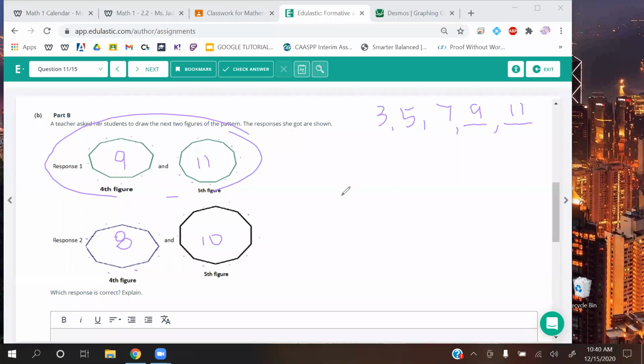I just realized in order to type here, I have to clear my drawings, otherwise everything's going to shift. So I'm going to clear my drawings. Let me know if I'm going too fast though, okay? You can always just type, wait, to my iPad and I'll go back. But we want 9 and 11 and that was given to us in response 1.